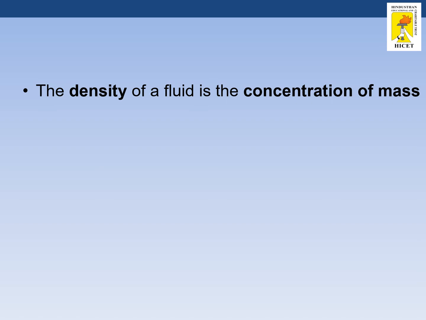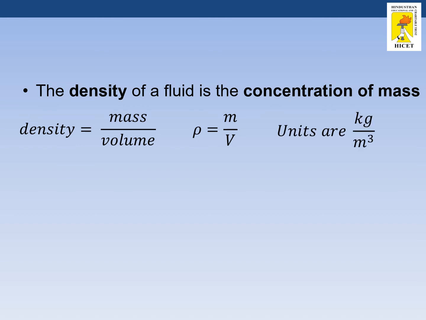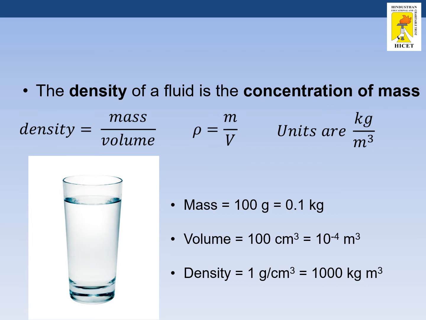The density of the fluid is the concentration of mass. Density is equal to mass by volume, that is, rho is equal to mass by volume, and the unit is kg per meter cube. Normally, the density of water is 1000 kg per meter cube.